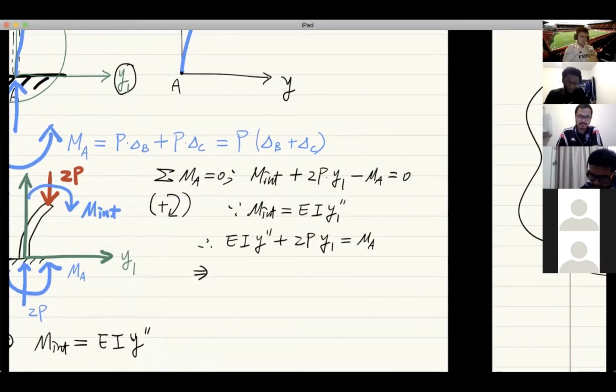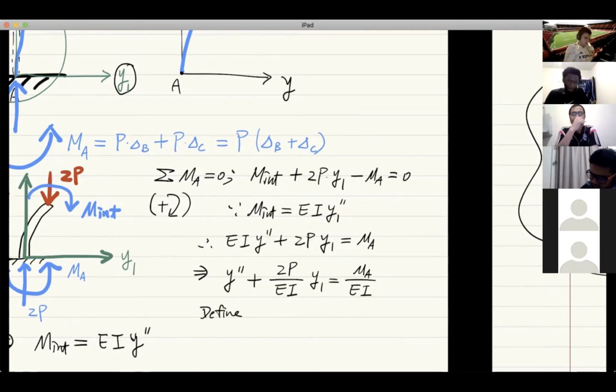We always have to remove the effect of EI on y double prime. That's why I always write it this way: y double prime plus 2P over EI times y1 equals MA over EI. Now let's define a new buckling parameter. Because we have y1 and y2, let's call this one k1, where k1 is the square root of 2P over EI.